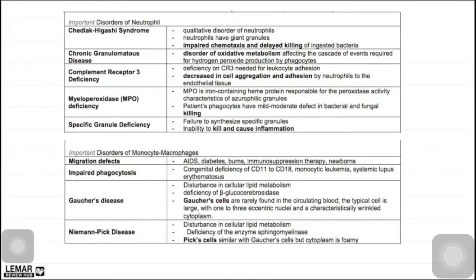Wrinkled cytoplasm. We have the Niemann-Pick disease. Niemann-Pick disease, quite similar to Gaucher's disease, is an inherited abnormality of lipid metabolism. It is characterized by massive accumulation of sphingomyelin due to the deficiency of the enzyme sphingomyelinase. So we have the Pick cells, which are similar to Gaucher cells but with a foamy cytoplasm.